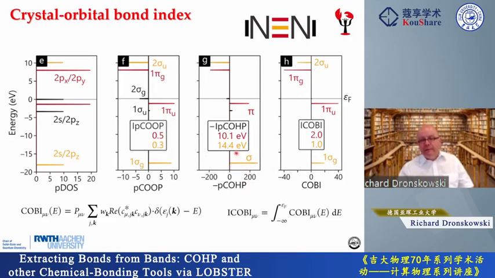So the sigma bond lowers this molecule's energy by 14.4 electron volts. This pi bond lowers the molecular energy by 10 electron volts. And this is the crystal orbital bond index. And this gives you directly the bond order. The bond order for this sigma bond is exactly 1.0, and the bond order for this pi bond is 2.0. This is incredibly useful for complicated structures if you want to directly calculate the bond order, routinely done using LOBSTER.